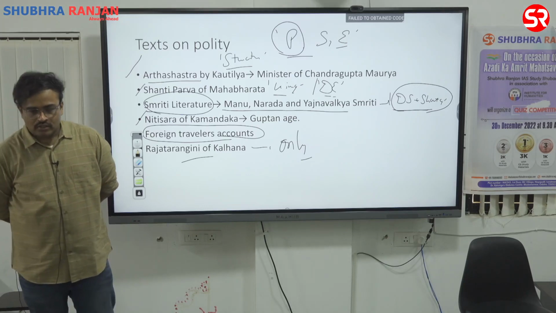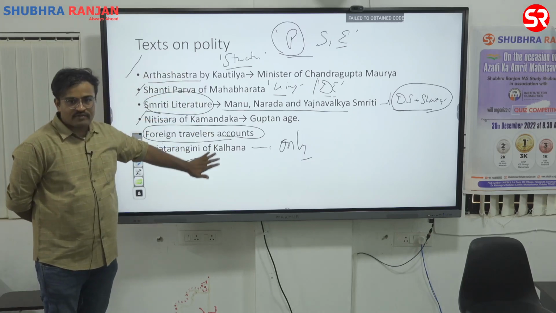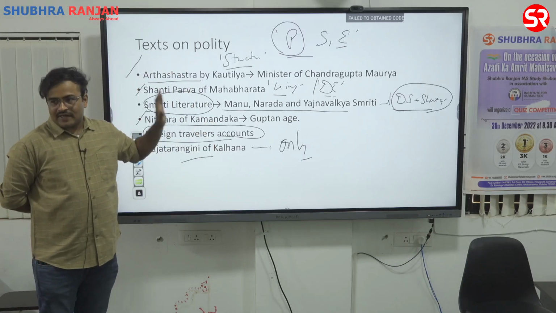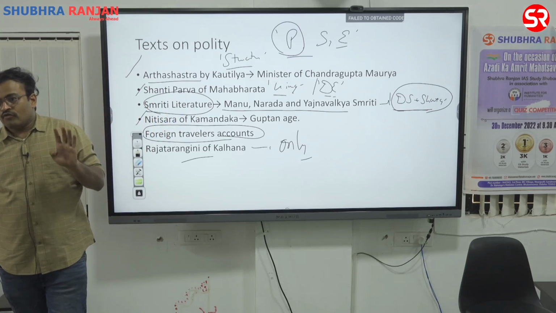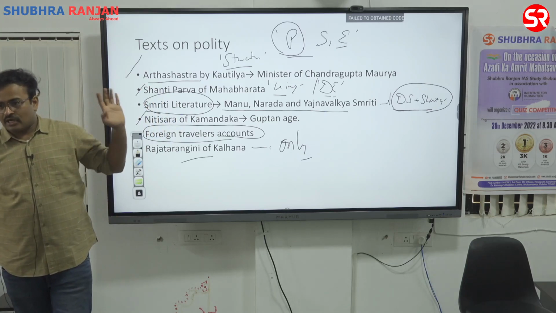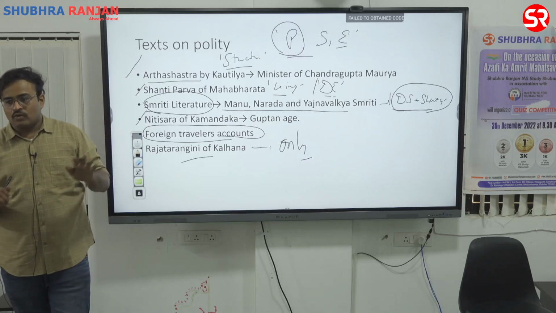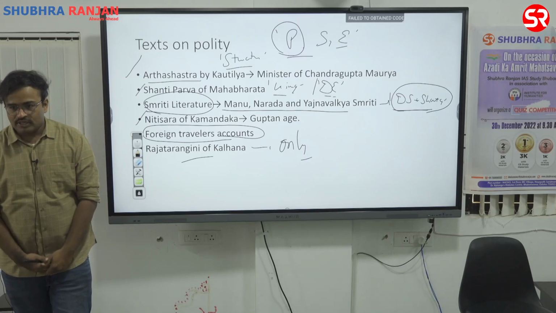So whatever we talk about polity and administration, we primarily derive our information from these books. Is it alright? Nitisara by Kamandaka is one, Rajatarangini by Kalhana is the second, Shanti Parva of Mahabharata is the third, the fourth is Arthashastra by Kautilya or Chanakya, then Smriti literature of India, and foreign travelers' accounts. These are the ones which give us the basic understanding of the Indian administrative system.